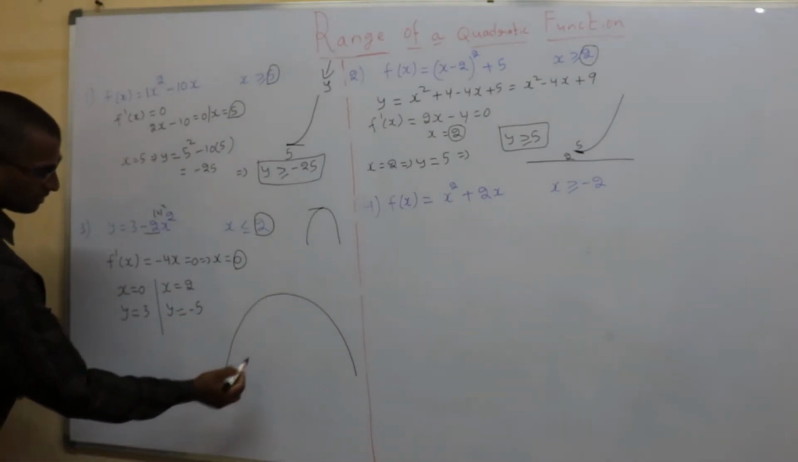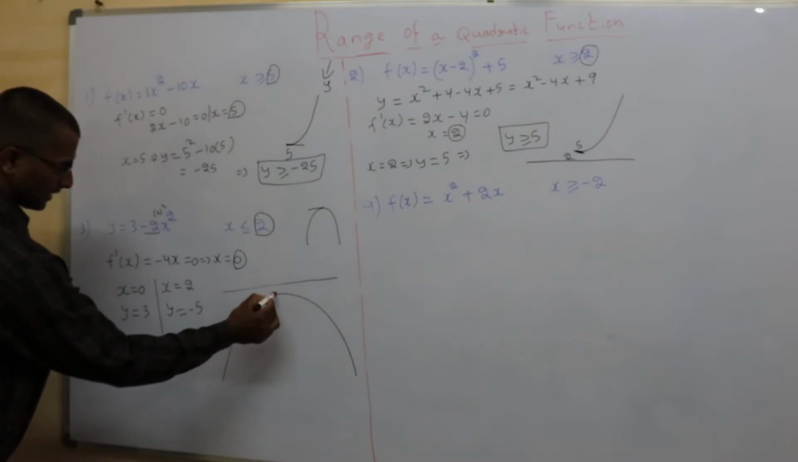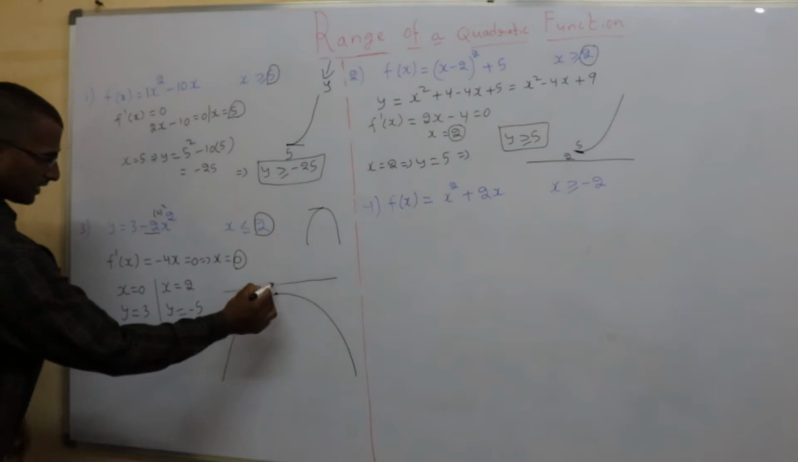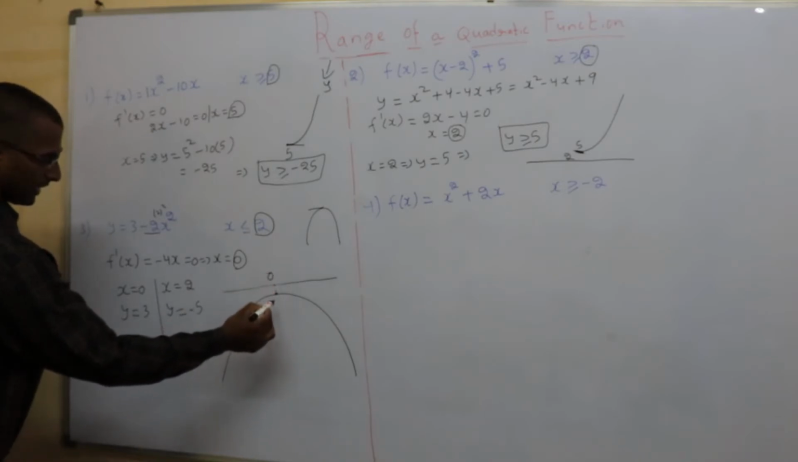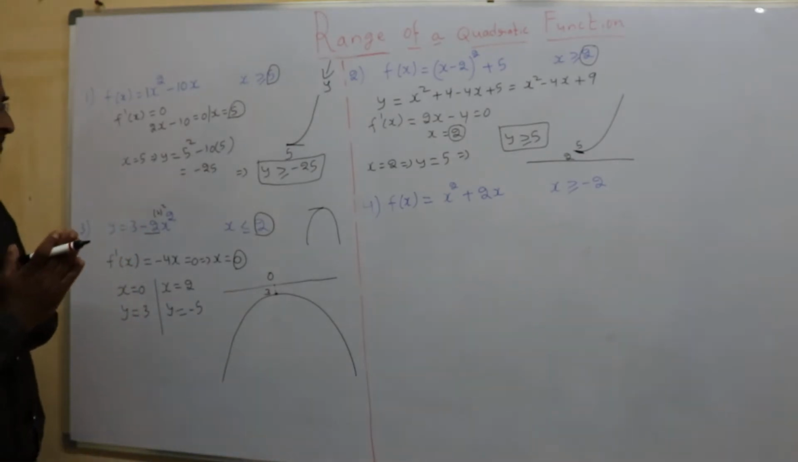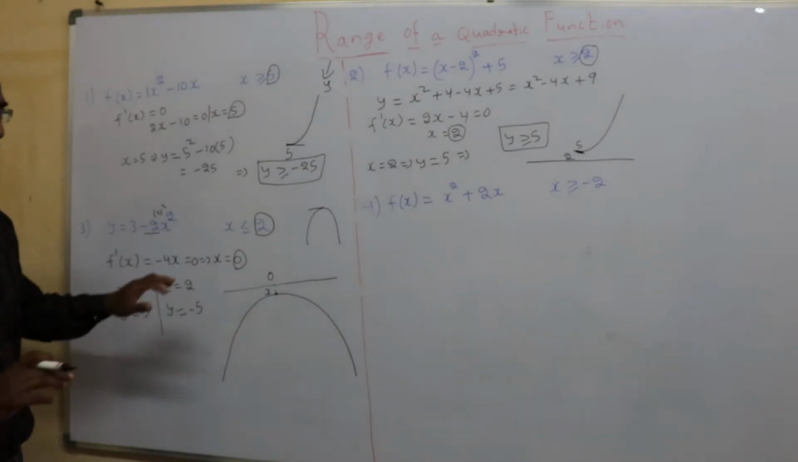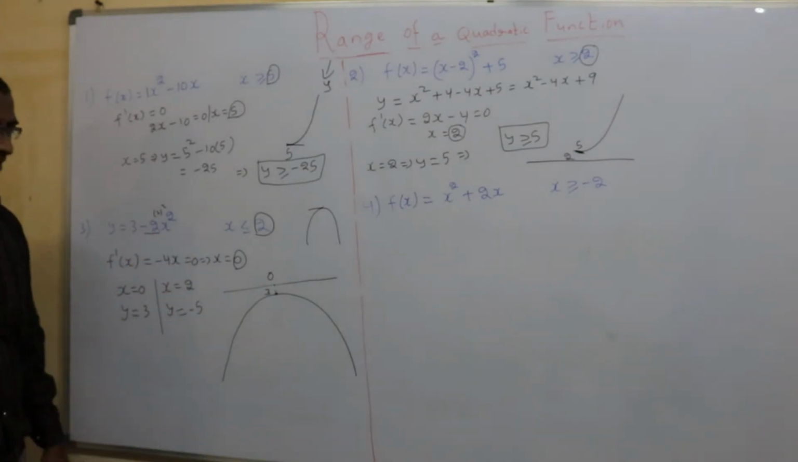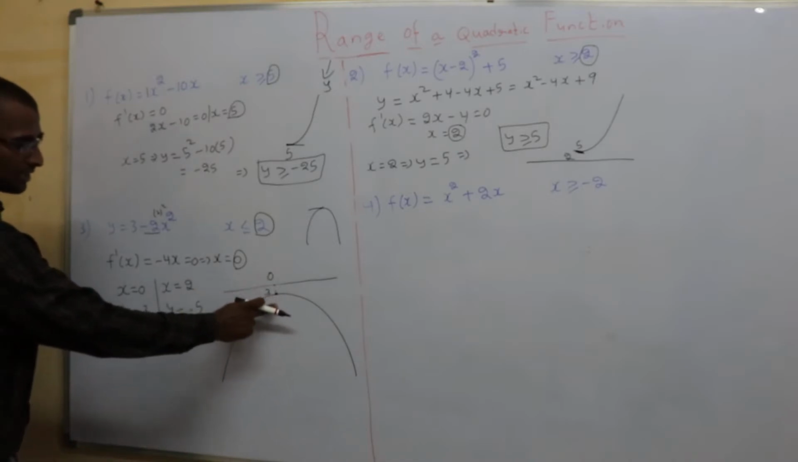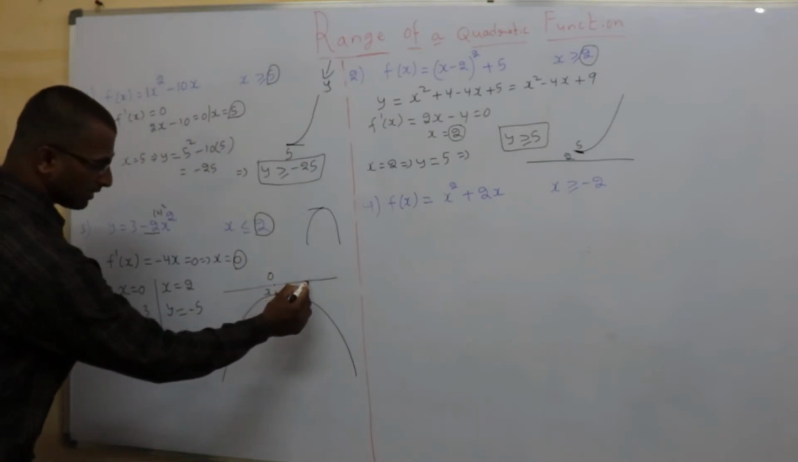If I draw it like this, the turning point is 0. When x is 0, y is 3. This is just a rough graph, not the exact graph of this diagram. For our understanding, we are drawing a rough one. So when x is 0, y is 3. When x is 2, y is minus 5.